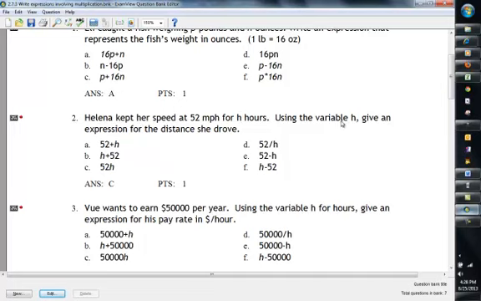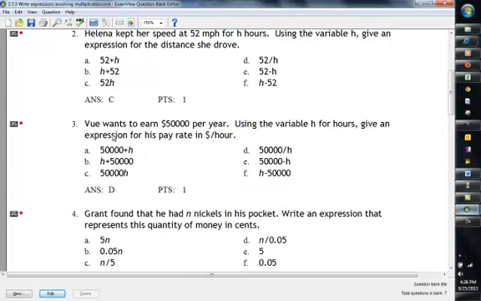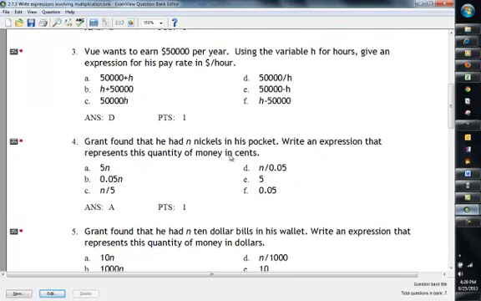Helena kept her speed at 52 miles per hour for h hours. Using the variable h, give an expression for the distance. Distance is rate times time, so 52h is our answer. Vu wants to earn 50,000 per year. Using the variable h for hours, give an expression for his pay rate in dollars per hour. So 50,000 is the numerator, h is the denominator, so we would write 50,000 over h.